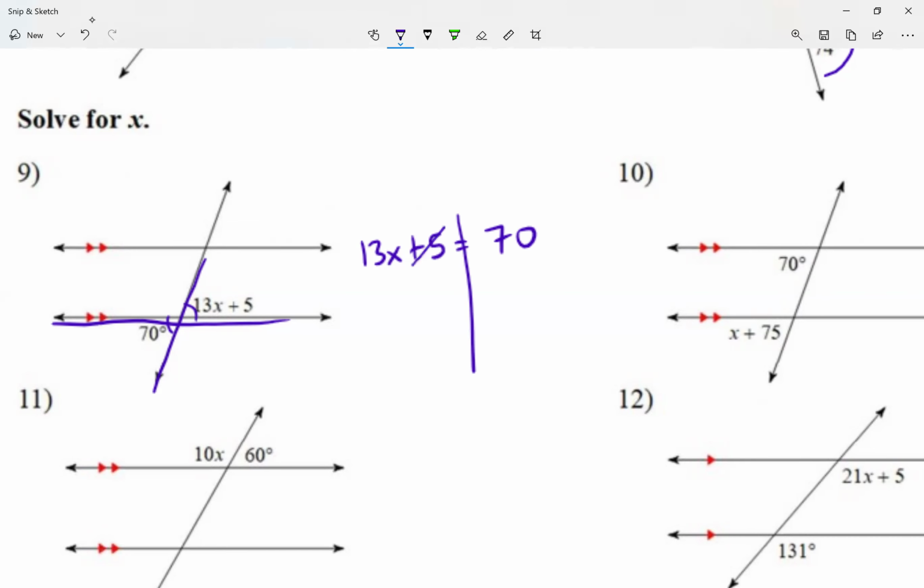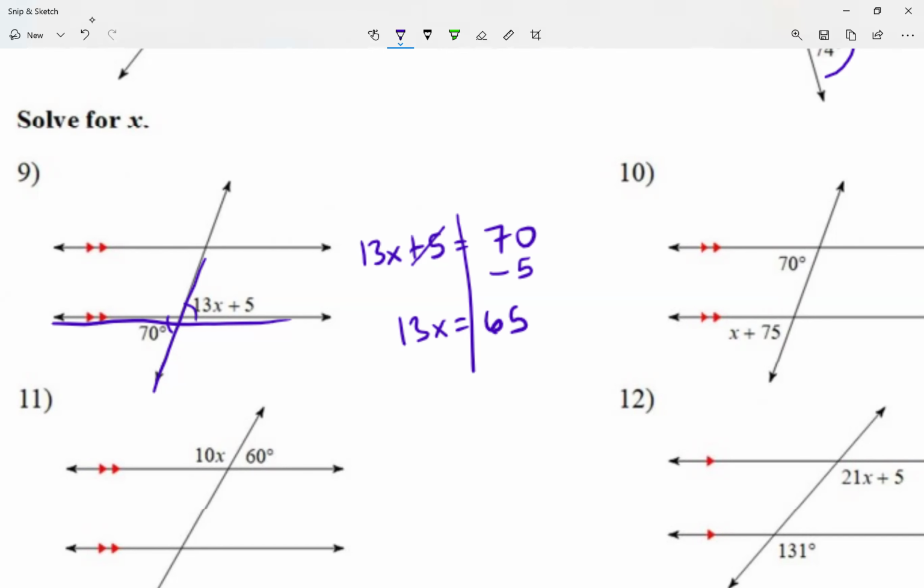So this plus 5, I want to get rid of it. I don't just make it disappear. I move it to the other side. But I got to switch the sign. So instead of plus 5, let me write it on the other side as a minus 5. So I have that 13x is equal to 65. Now 65 because I did 70 minus 5. 70 minus 5 is 65.